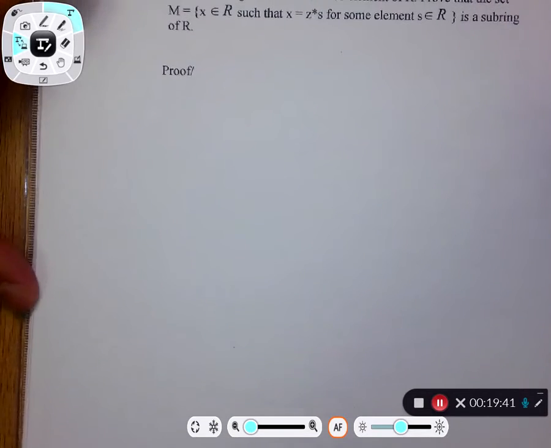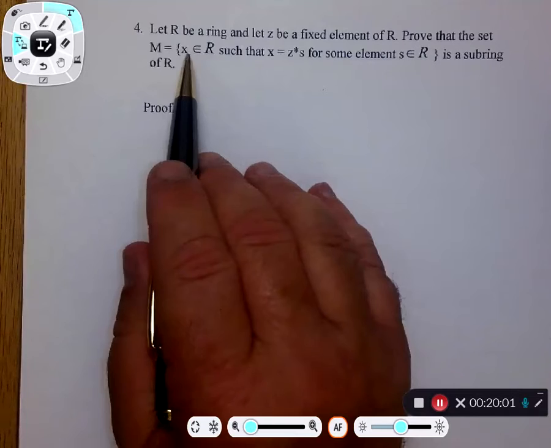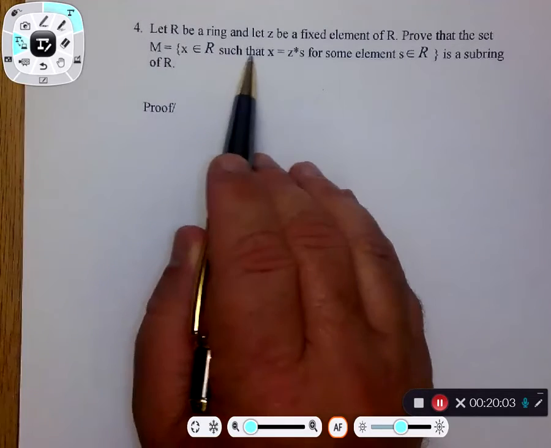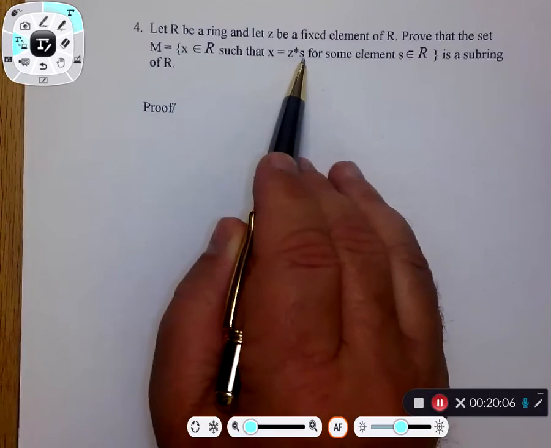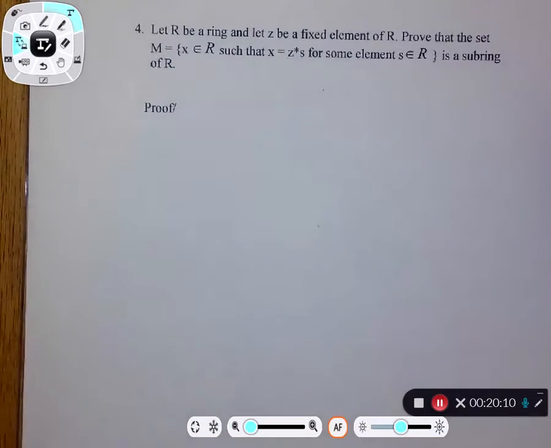And then number 4 is this one. This is very similar to the problem I did on your section 3.2 video on proving subrings. Let R be a ring and let Z be a fixed element of R. Prove that the set, and once again that set notation, set M, which is equal to x elements of R, such that x equals z times s for some element s in R, is a subring of R.